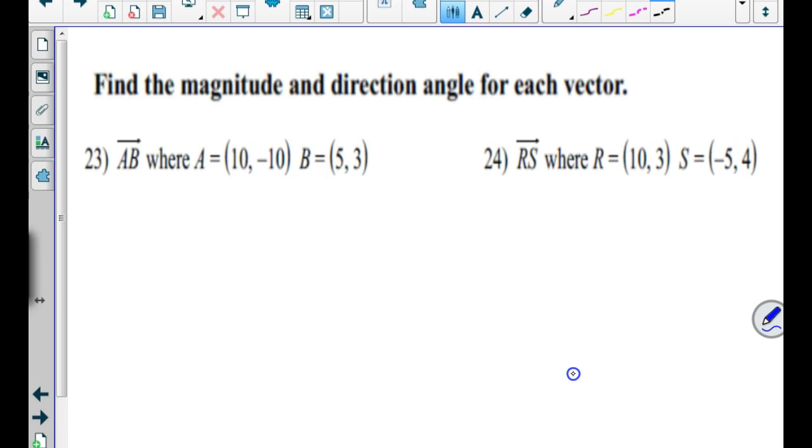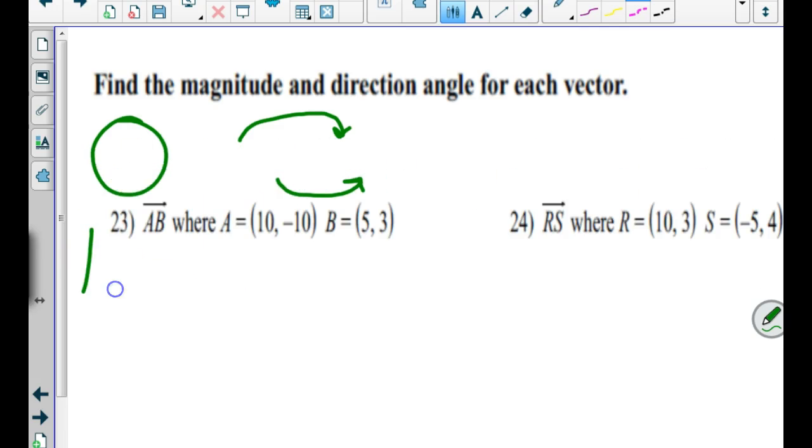All right, when you get to these, oof, these were bad. Anybody remember how you find the components? You have to find the components going from A to B, and then you find magnitude and direction.